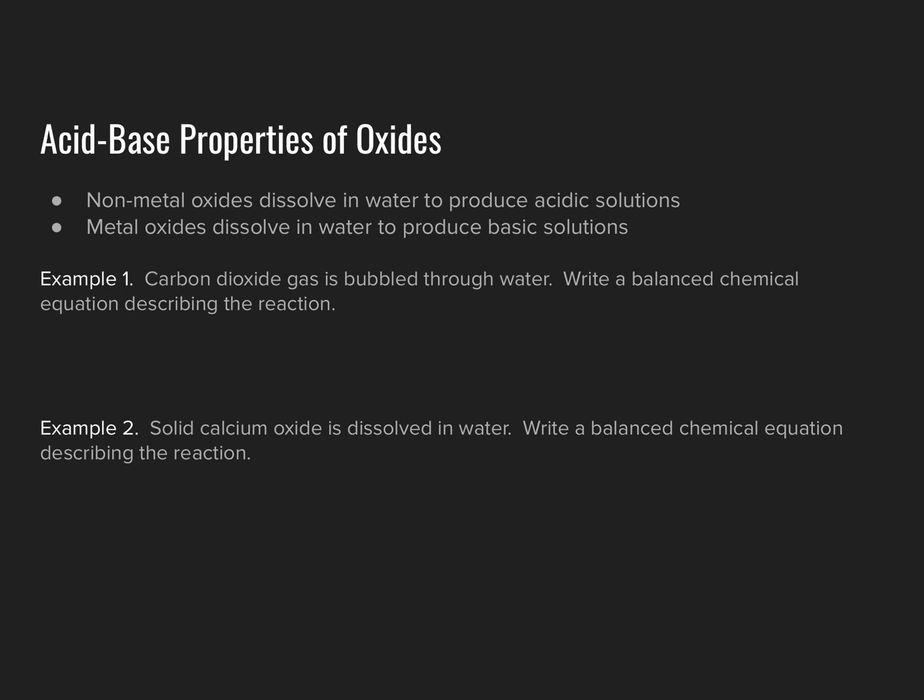The first one we're going to look at here is the acid and base properties of oxides. And as it turns out, we've given you two rules of thumb to follow here. The first being non-metal oxides, when dissolved in water, produce acidic solutions, whereas conversely, metal oxides dissolved in water produce basic solutions. Let's take a look at a couple of familiar examples of these two types of interactions between oxides and water. The first of which here is example 1, in which we're going to ask you about carbon dioxide gas being bubbled through water.